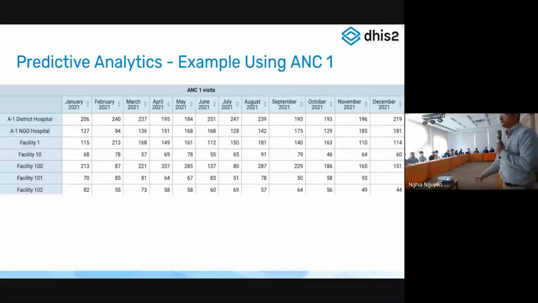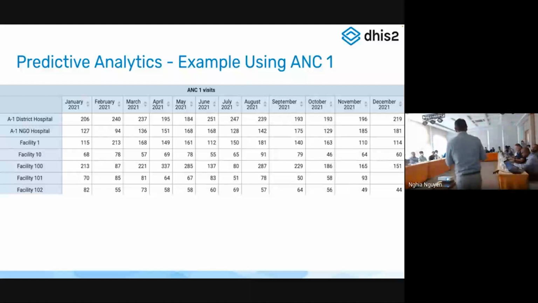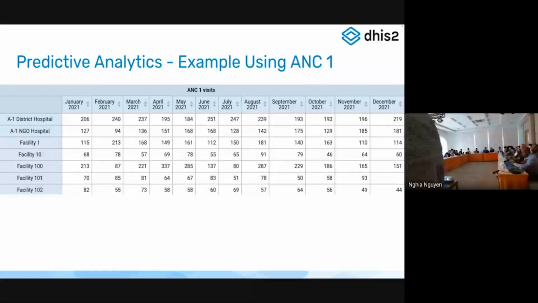We can also use predictive analytics in support of our data quality. I'm going to try to move through this a little slowly, just so I can explain what I'm trying to get across here. I know it's hard to see once again, and I apologize for that. This is a value for ANC1 visits, shown by facility. If I look at it over many months, my values are between 50 and 200-ish.